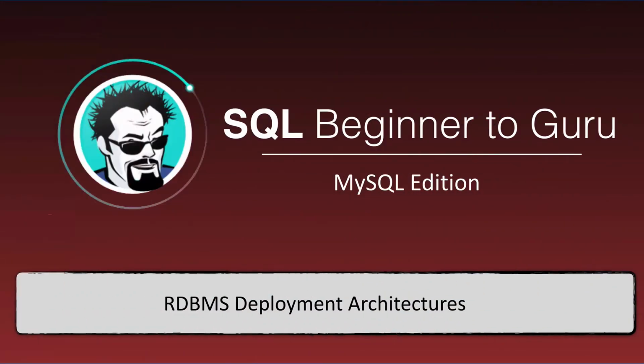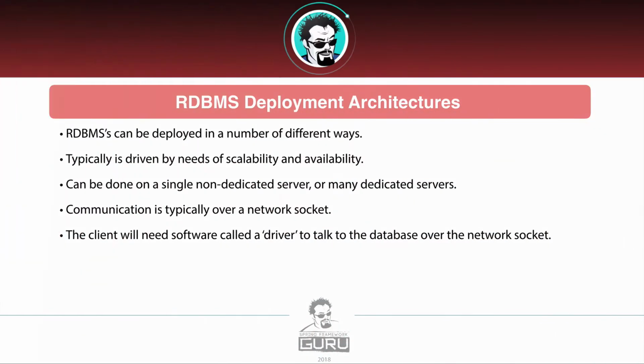Right, in this video I want to talk about some of the deployment architectures that we're going to typically see with relational database management systems. Now, RDBMSs can be deployed in a number of different ways, and the deployment architecture is going to be driven by the needs of scalability and availability, and we do have a lot of options here.